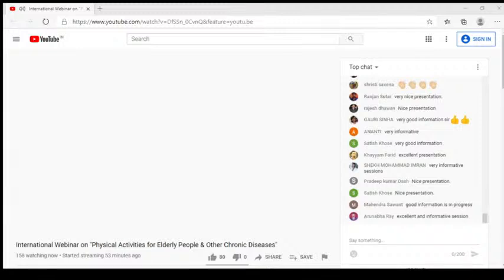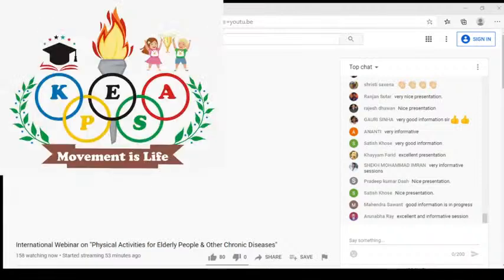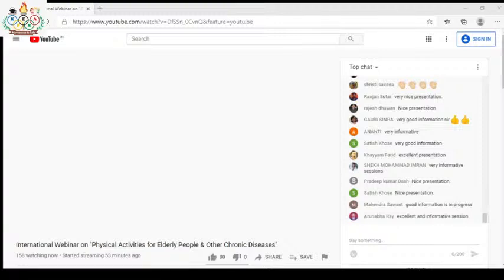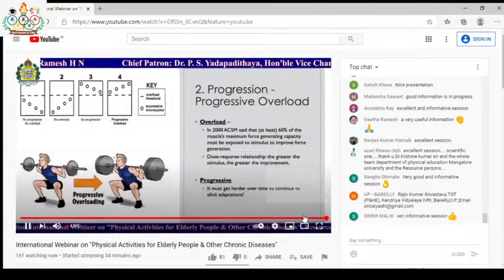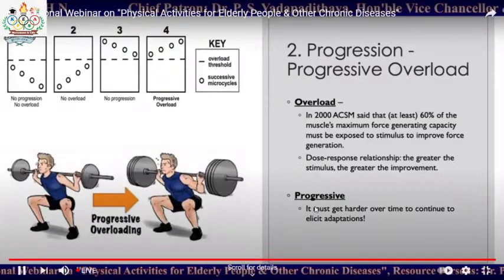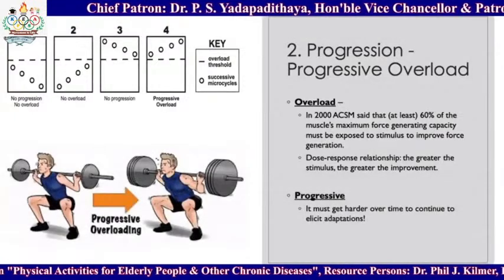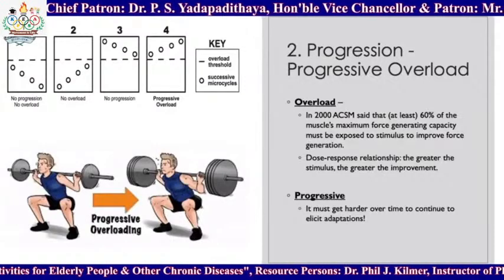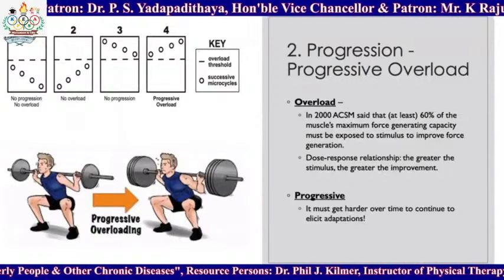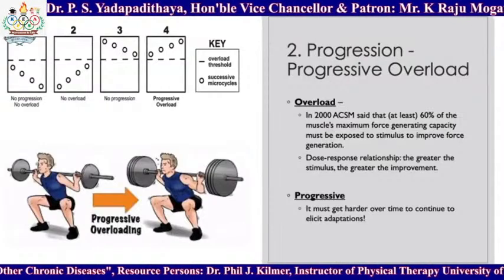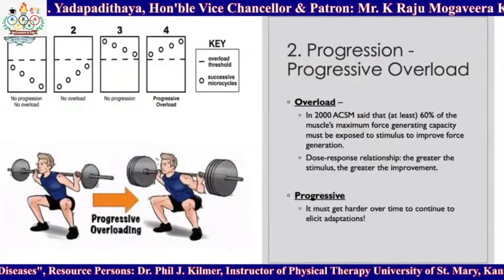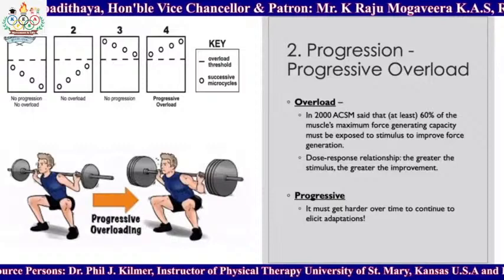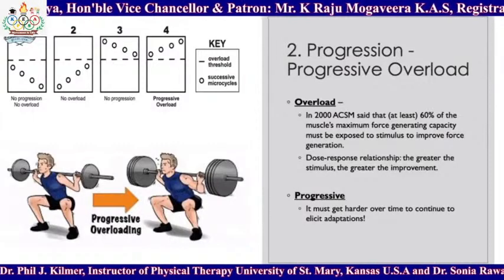So progression. One of the biggest principles in any kind of exercise, whether that be aerobic exercise or resistance exercise, is progression and progressive overload. For anyone to make progress, they need to progressively overload the system. That just means things need to get harder over time. Overload has been defined as at minimum 60% of the muscle's maximum force generation capacity needing to be exposed to a stimulus to improve force generation. So what that means is if you want to improve force generation or strength, you need to move resistance that is at least 60% of your one rep max, or your maximum force generating capacity. And of course, there is a dose response relationship. The greater the stimulus, the greater the improvement.